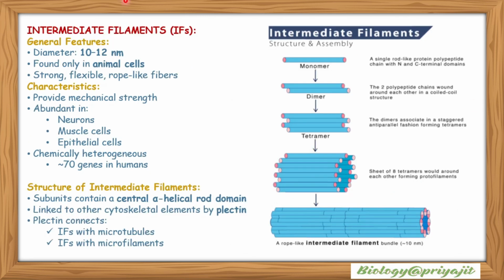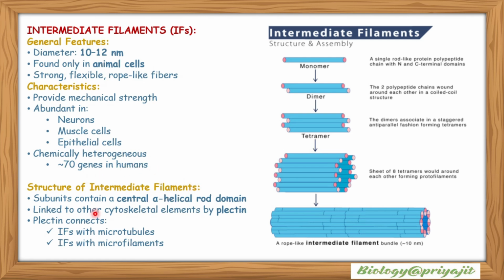Intermediate filament. General features include a diameter of about 10 to 12 nanometer. They are found in animal cells. They are strong, flexible, rope-like fibers. Their characteristics include providing mechanical strength. They are abundant in neurons, muscle cells, epithelial cells, and they are chemically heterogeneous. Nearly 70 genes in humans are responsible for intermediate filament formation.